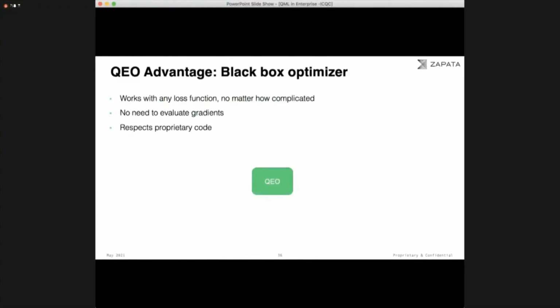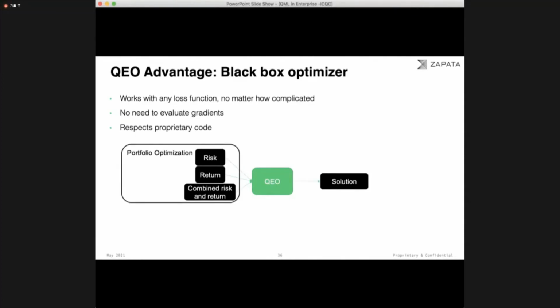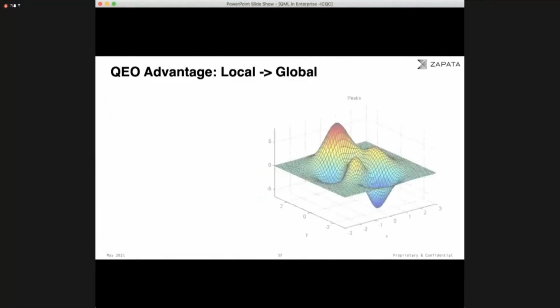So we can take any black box optimizer that you might have that you're already using, your classical one. We can work with any loss function and cost function, no matter how complicated it is. We don't need to evaluate gradients. And we can respect your proprietary code. We don't even need to know what your solver is. We just need to look at the outputs. So we can look at, for example, risk, return, or combine risk and return, and give you a solution there, in portfolio optimization or logistics, where you want to optimize for time of travel or transportation costs.